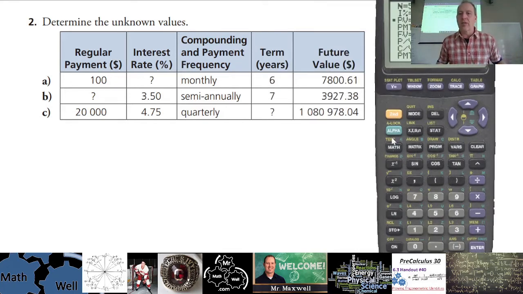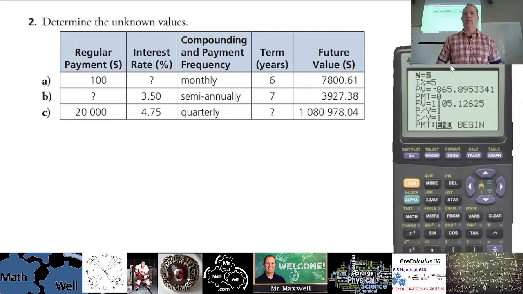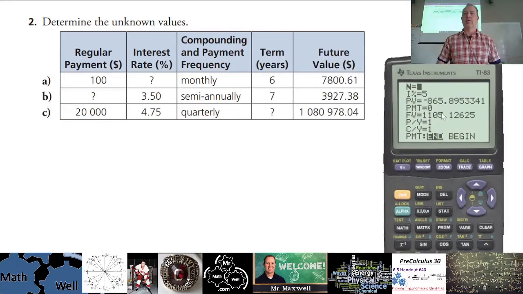If you have an 83, you have to go to second function, this one where it says finance there. Second function finance. You're going to try and find the TVM Solver. If you have a TI-83 Plus or possibly a TI-84, if you have an applications button, a big purple applications button, hit that, then hit enter on TVM Solver. So this is the screen you want to get to right here.